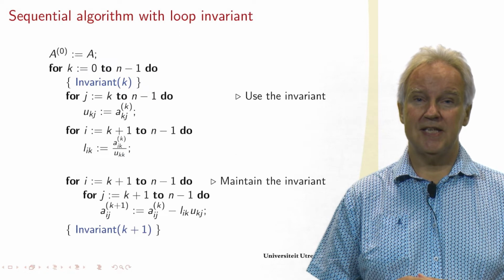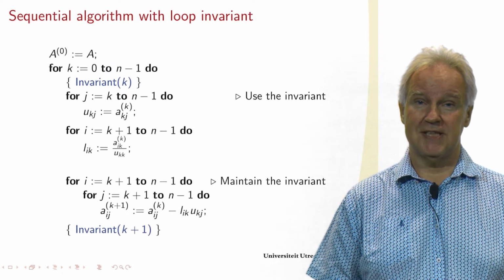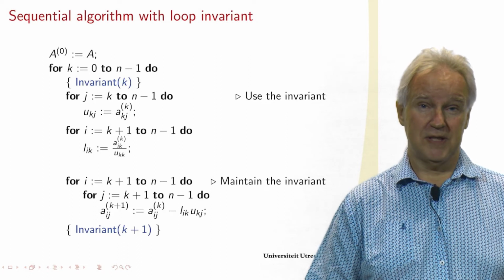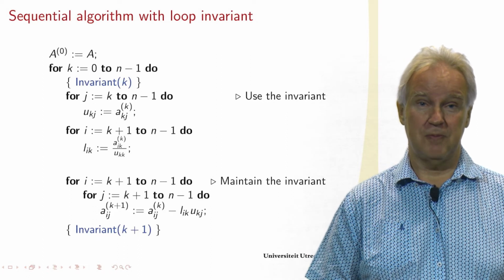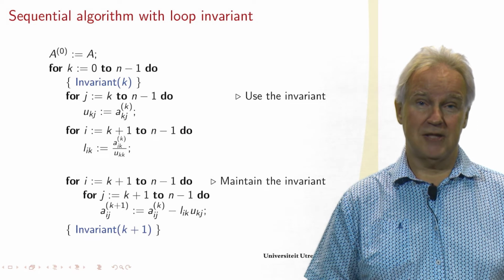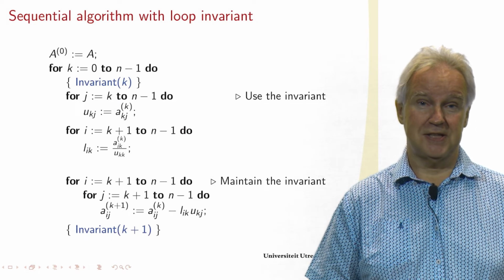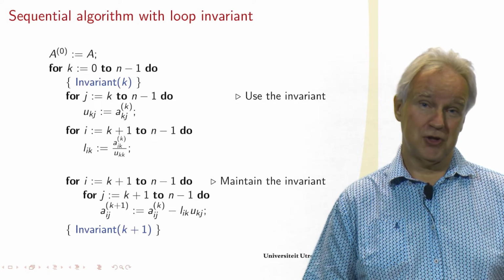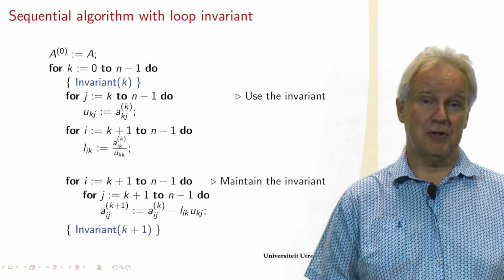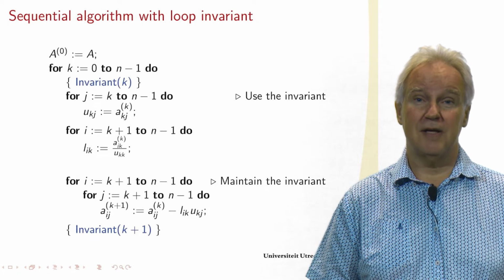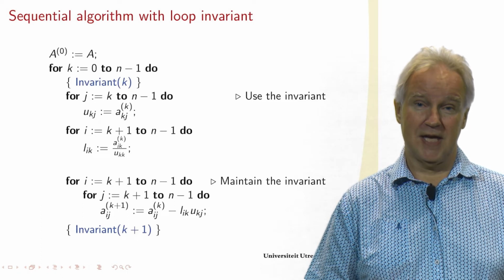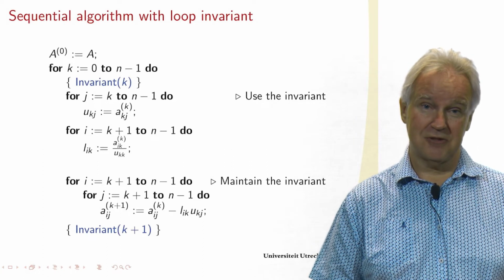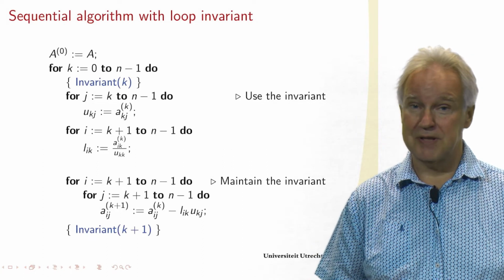And here we see the loop invariant inserted in the algorithm. So at the start of loop k, we assume that the invariant is true. Initially, for k equals 0, it's trivial to see that it is true. And then, assuming that it is true, we have shown that we can retrieve the correct values for ukj and for lik. But then we must make sure that for the next iteration, the invariant also will be true.